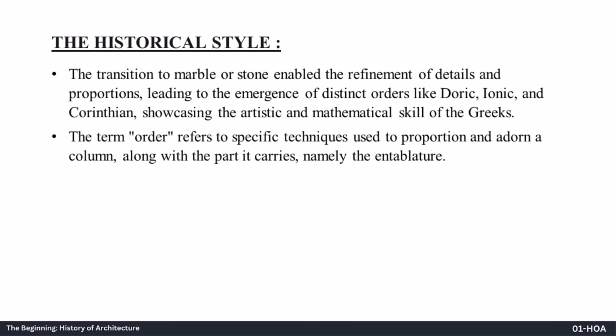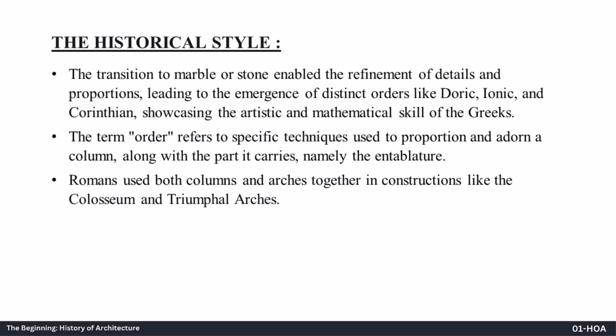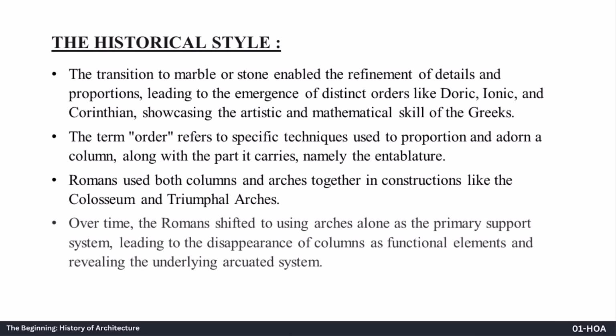The term order refers to specific techniques used to proportion and adorn a column, along with the part it carries, namely the entablature. Romans used both columns and arches together in constructions like the Colosseum and triumphal arches. Over time, the Romans shifted to using arches alone as the primary support system, leading to the disappearance of columns as functional elements and revealing the underlying arcuated system.